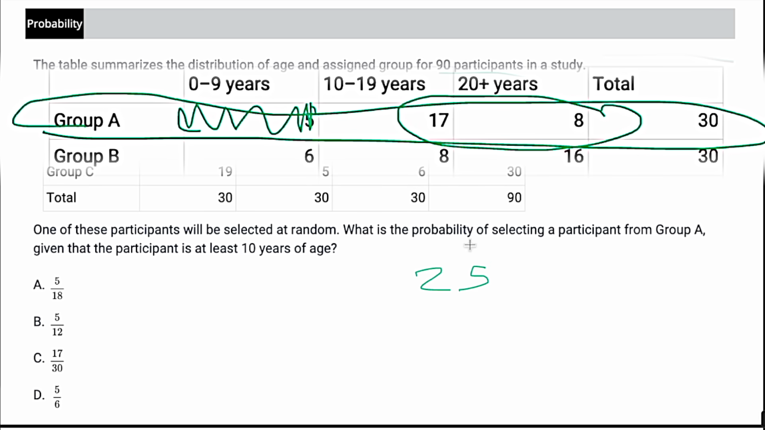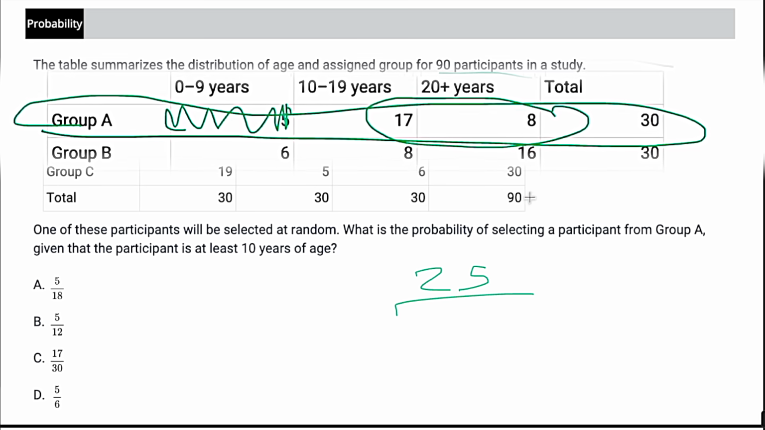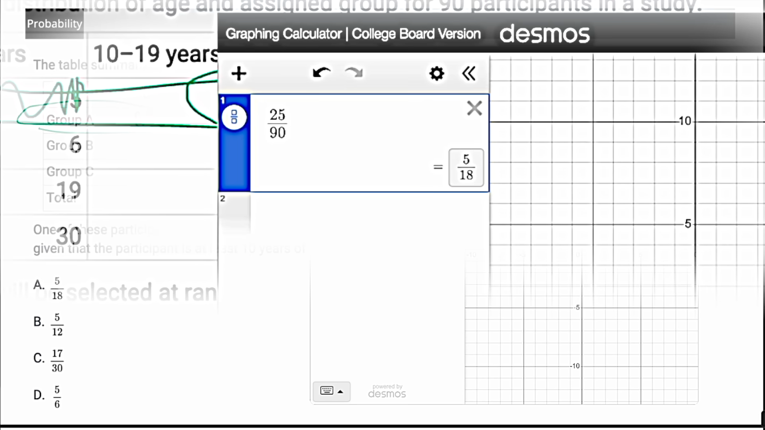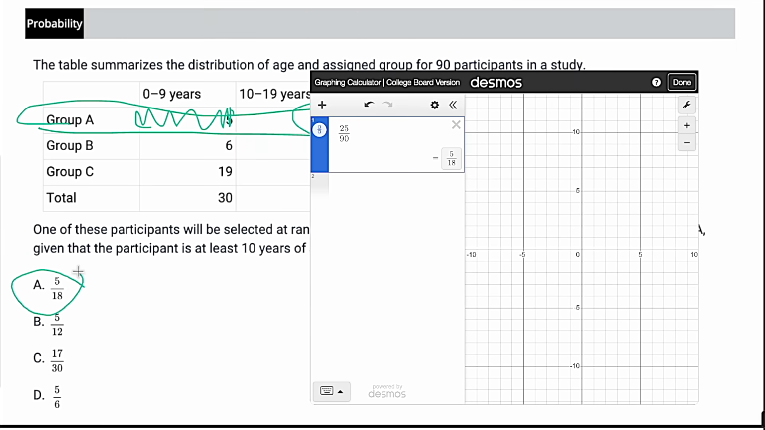And then out of our total, which is 30 here, right? Well, that's not right because remember, our population was all of the participants in the study. So then we would say, oh, it's out of our 90, right? Then of course, if we put that into Desmos, hey, that's choice A. But choice A is wrong.